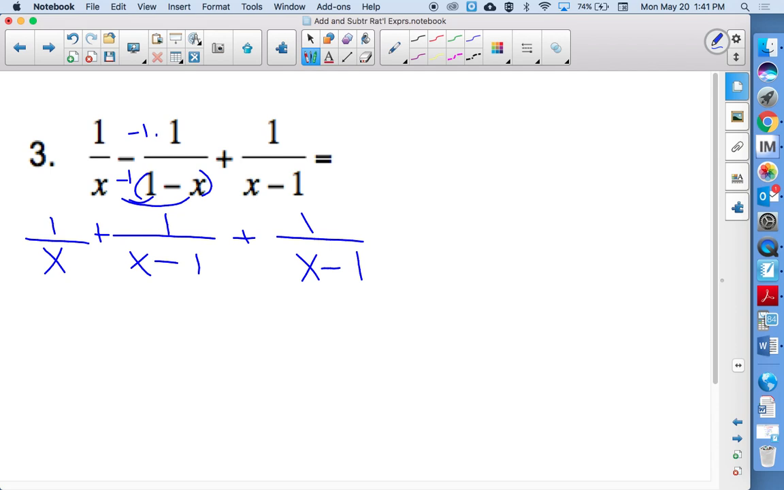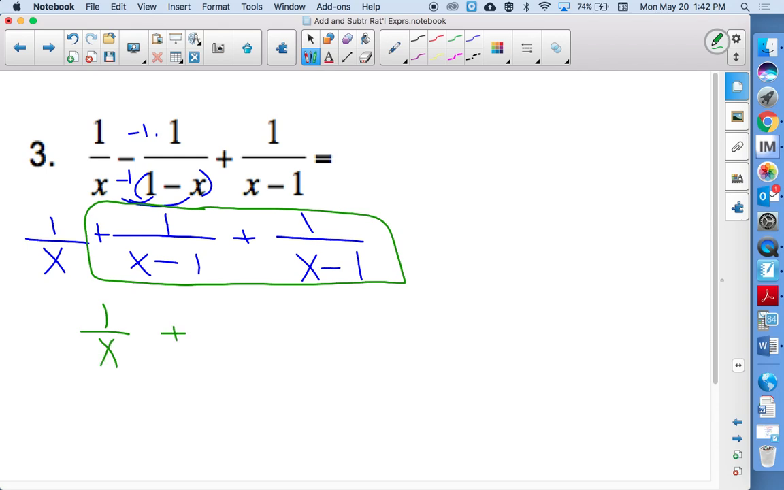What else can you do? Chelsea? Combine the x minus 1 fractions. Yeah, we could combine these together because they have the same denominator. How would you add them together, Chelsea? It would be 2 over x minus 1. Right. So if the denominator is the same, you keep the denominator and just add the numerators together. So 1 plus 1 makes 2 over x minus 1. So if the fractions have the same denominator, add the numerators.